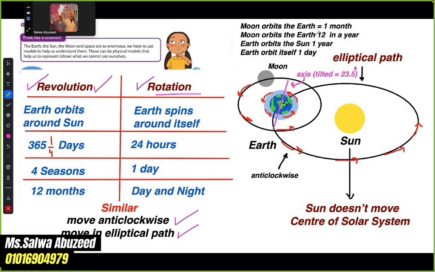The moon orbits the Earth in 1 month. If it orbits the Earth in a month, and a year has 12 months, that means it orbits the Earth 12 times in a year. Okay? And the axis over here is not a right angle. It's tilted with a 23.5.